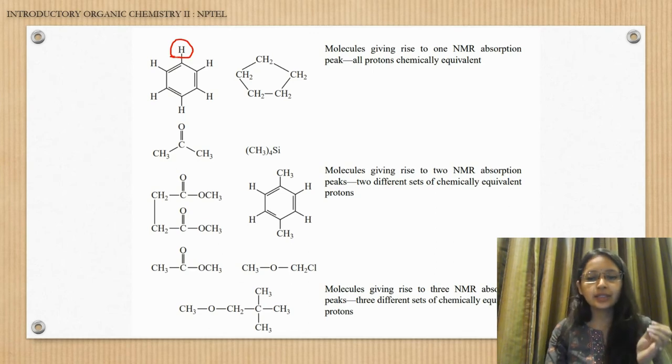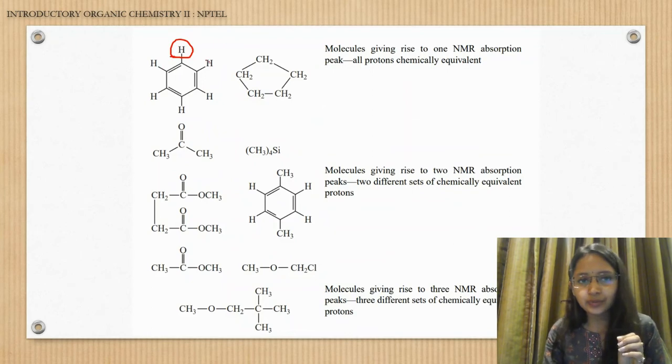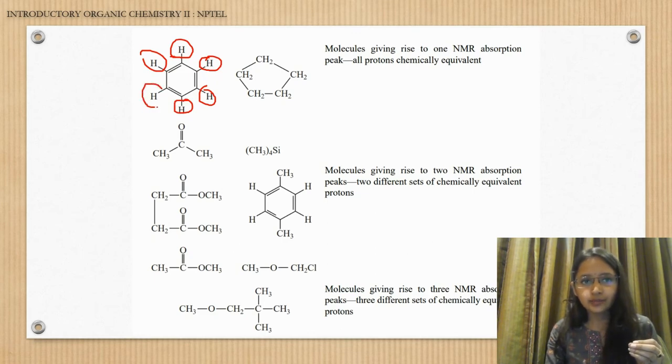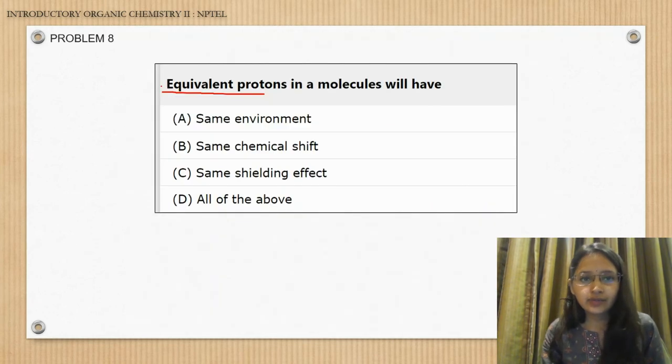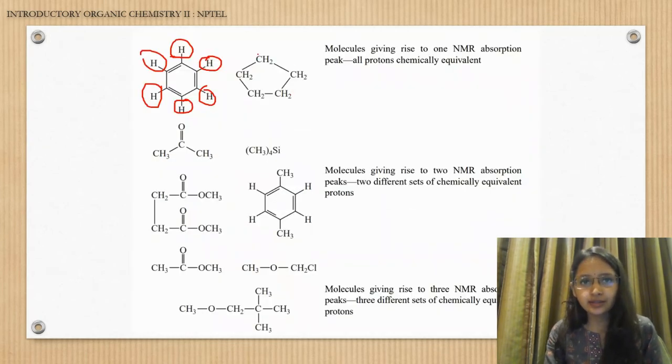They have the same chemical shift, because there is no substituent that would affect the chemical shift of these protons. So the chemical shift of all six protons will be the same, because all six have the same environment. That is why they have the same chemical shift and the same shielding effect. So the equivalent protons, if present in a molecule like this pentane system, sorry, this pentane system.